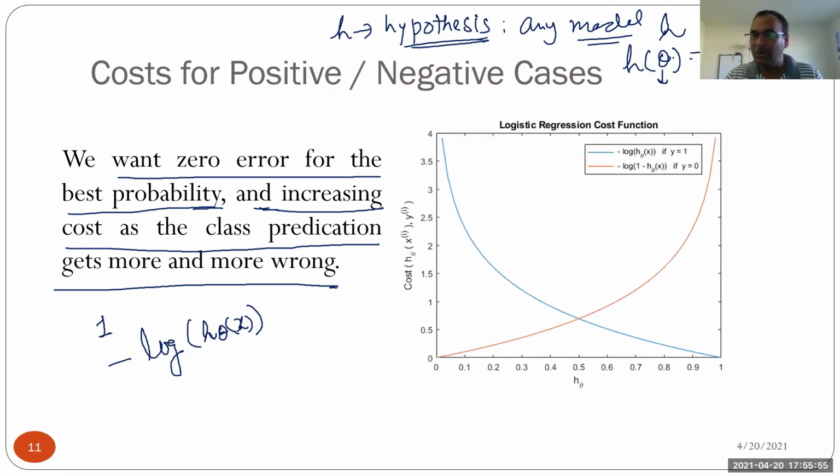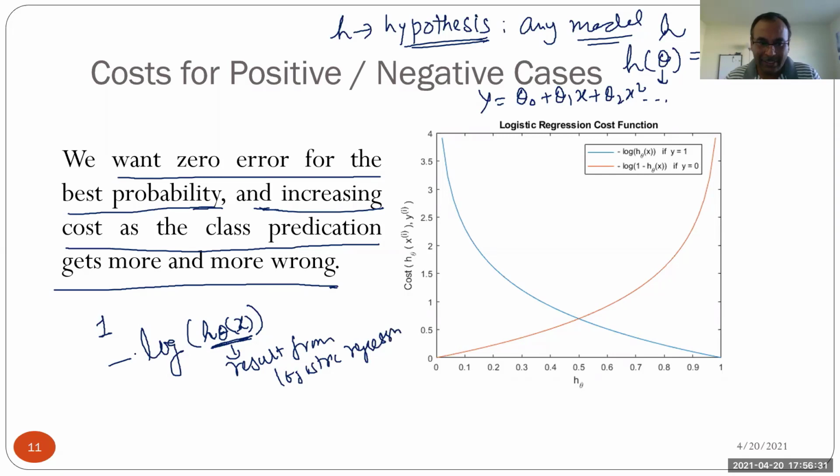What is theta? Well, you could either write H theta or H W. That's the same thing. Theta means the same as the weights. It is up to you whether you want to write y is equal to theta 0 plus theta 1 x plus theta 2 x square, or you want to write that y is equal to w0 plus w1 x plus w2 x square. So effectively this h theta x that you have is in fact the result that you're getting from logistic regression. So what does it mean?